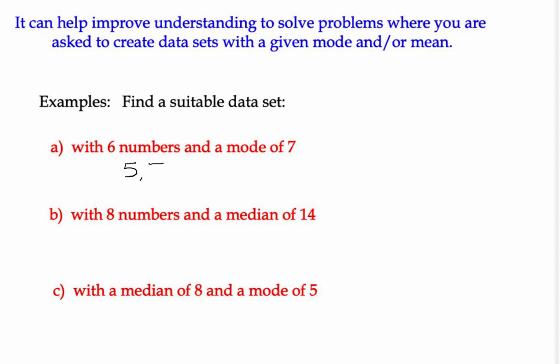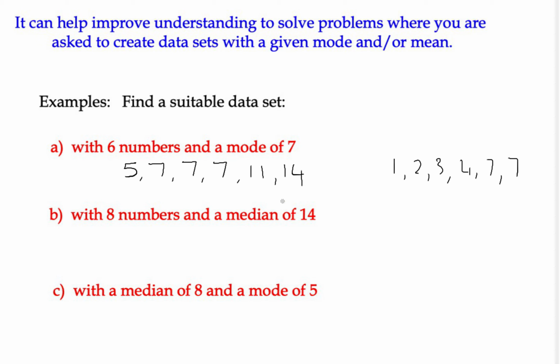I'll pick 5, 7, 7, 7, 11 and 14. There's 6 numbers. 7 appears the most, therefore that fits that. Yeah, you could do any. You could have all numbers could be 7. That's a wee bit of a cheat, but it's still true. Or you could have 1, 2, 3, 4, 7 and 7. That fits too. So let's have a look at the second one. 8 numbers and a median of 14.